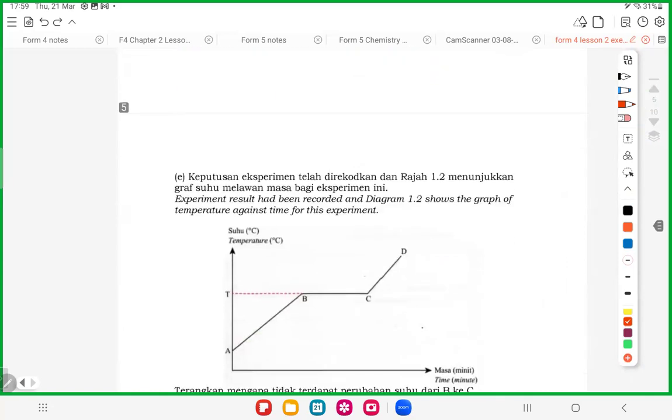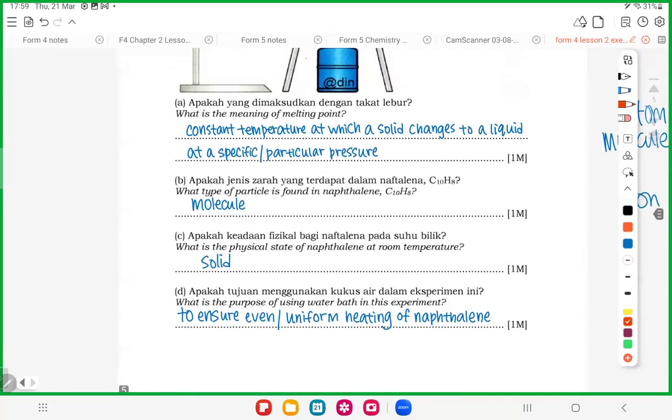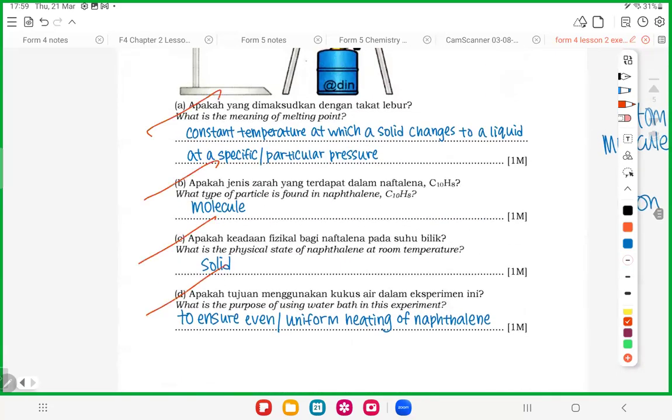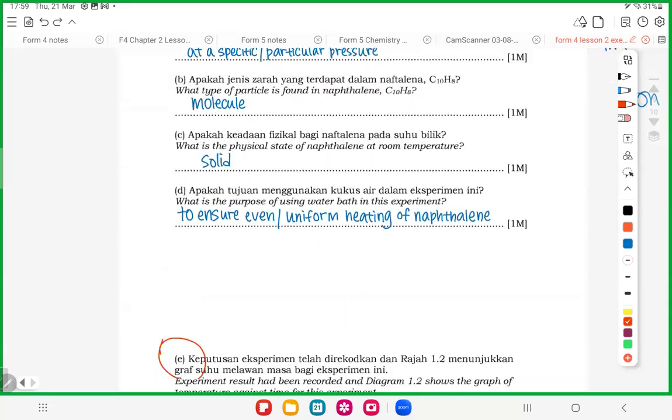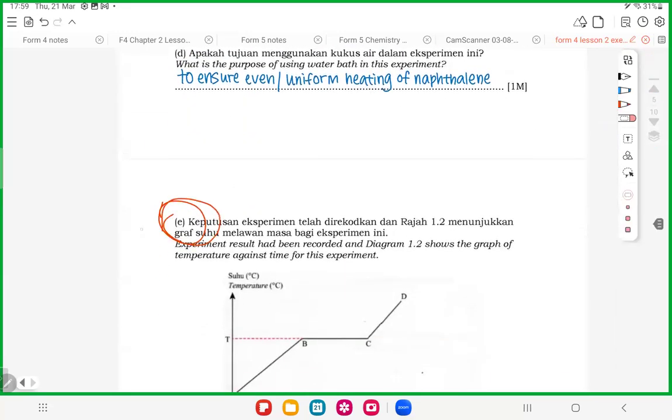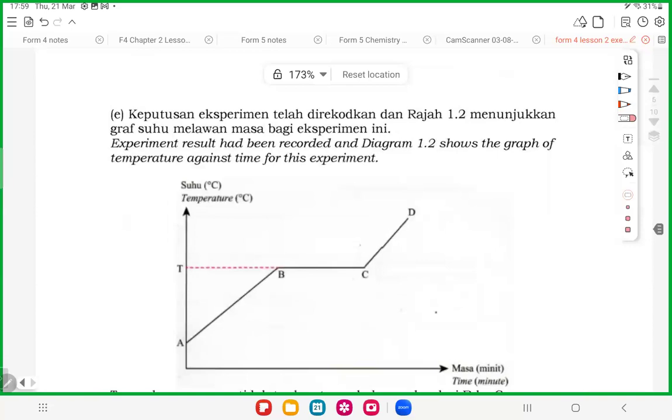So this question is still the same. Continuation A, B, C, D. So now it's the same question. This is question E. Now the question gives you a graph. They say this is the experiment result that has been recorded, and this is the graph of temperature against time.